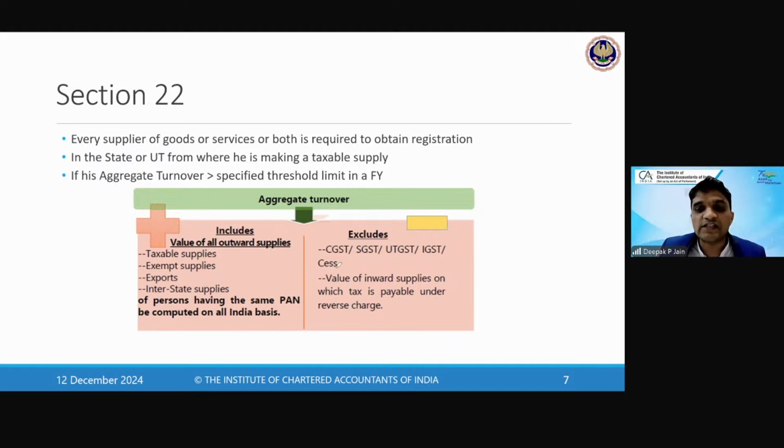And it excludes the GST we are collecting. Whatever GST we are collecting, that need not be added in the aggregate turnover. Also, the value of inward supplies on which you have to pay reverse charge mechanism, RCM, that is also not to be included. So in your aggregate turnover, you include only the sales part. Even though on RCM you will pay the taxes, you will not add it in your aggregate turnover.